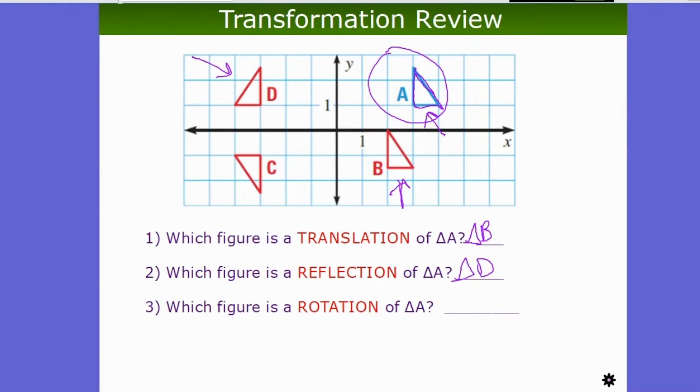And then which figure is a rotation? A rotation is turning in a circle about a point. For our purposes, we're always going to go about the point (0, 0), the origin. So if I were to rotate it around some way, which one would I get? If you move it in a circle, it's triangle C that shows A being upside down. It was rotated to that upside down position.